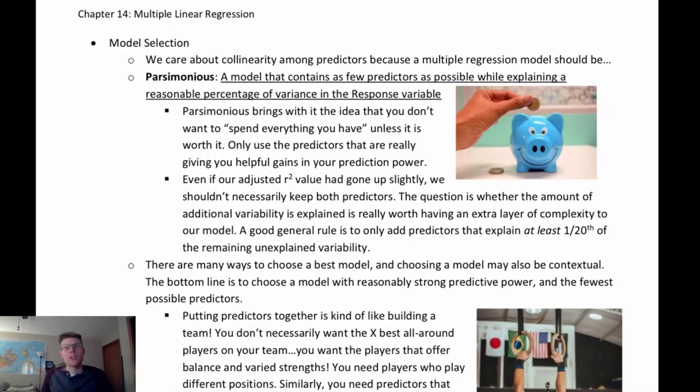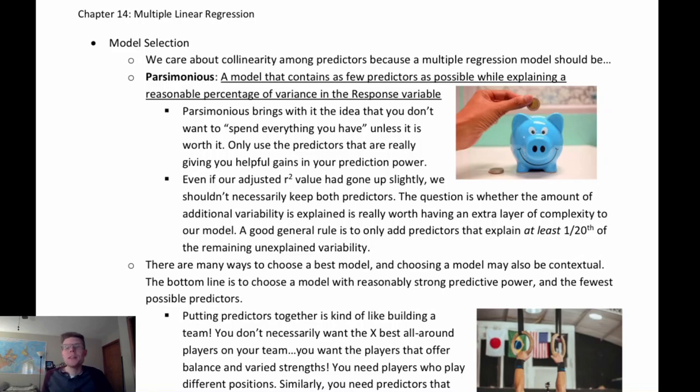Obviously if adjusted R squared goes down, we probably shouldn't add a new predictor. That's probably doing worse than random chance. It's probably not adding anything concrete to our model. Even if adjusted R squared goes up by a small amount, we don't necessarily keep it because it depends on whether it's explaining enough that we think it's worth it.